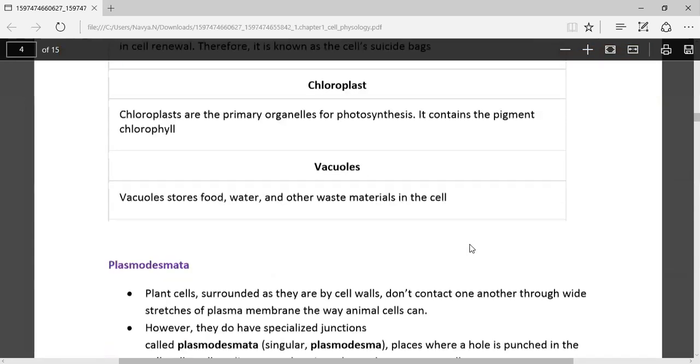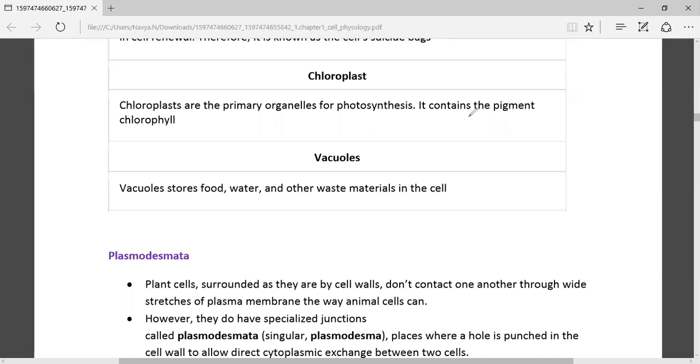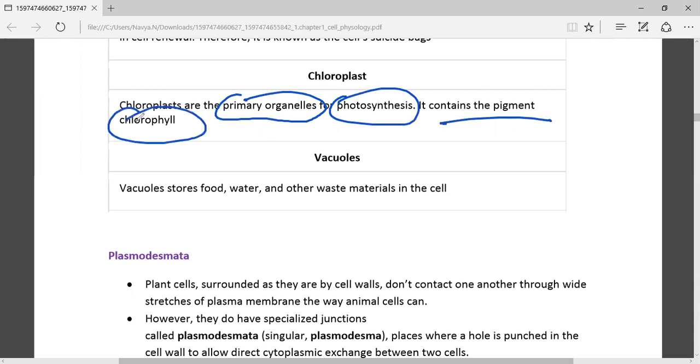And also here we have the chloroplast. Chloroplast, what does it do? How does it function? These are the primary organelles for photosynthesis, giving color to the substance. It contains a pigment called chlorophyll. As we all know, this is the pigment responsible for the green color of the plant.